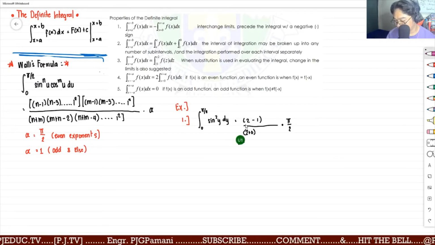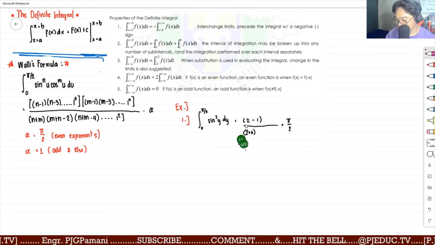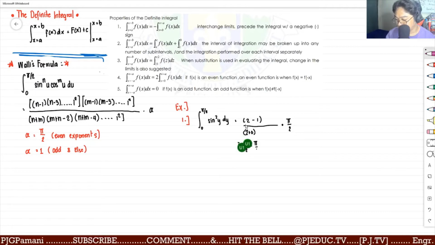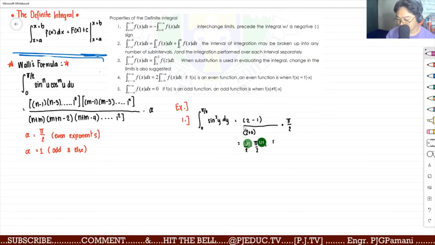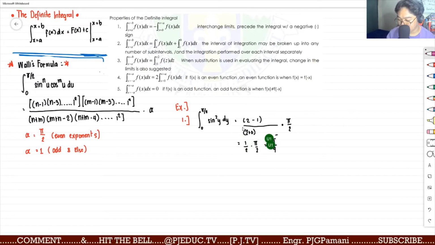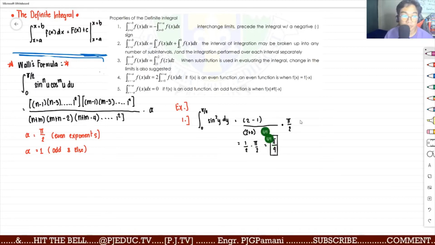2 minus 1 over 2 is 1 over 2 times pi over 2, or simply, our answer is pi over 4.